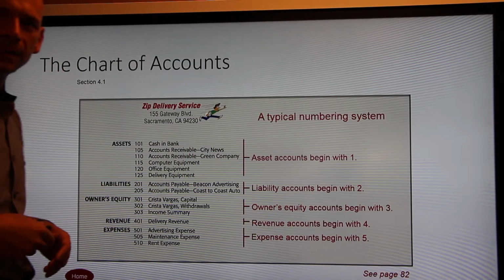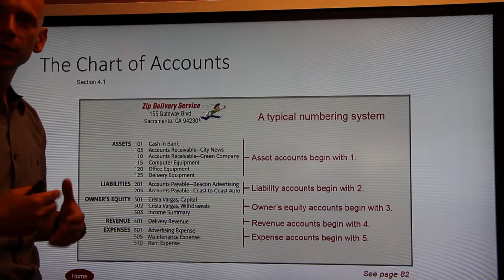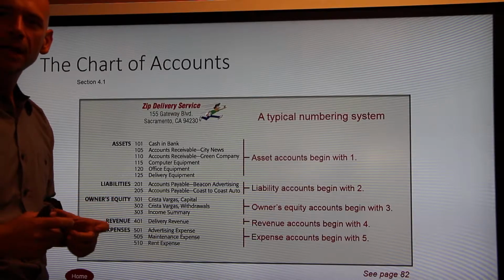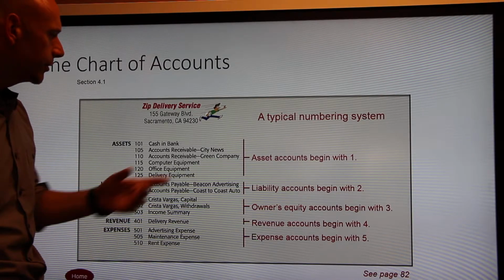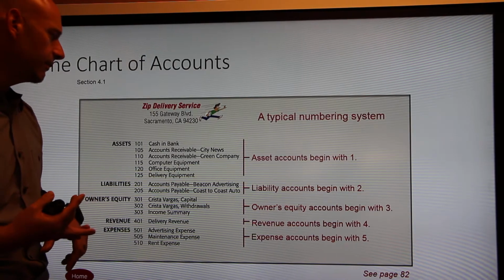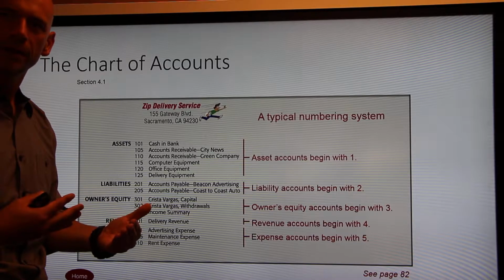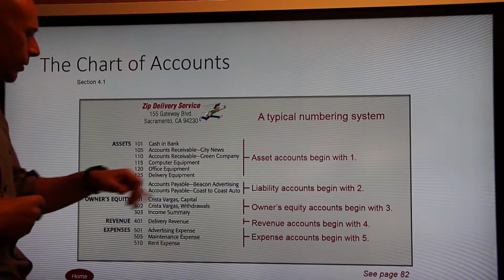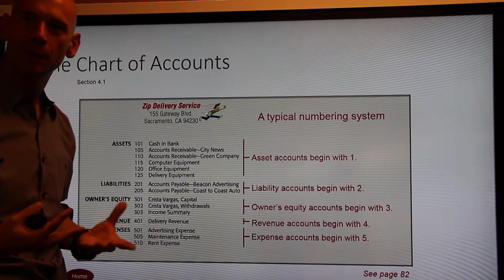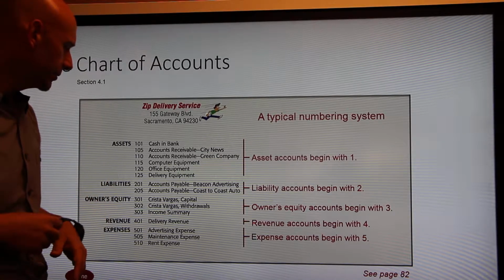All the different account types, assets, liabilities, owner's equity, revenue, and expenses, are given numbers. And all the different types start with the same number. For example, your assets would all start with the number 1. Cash and bank, accounts receivable, computer equipment, all of them begin with the number 1, so you can easily find them and see that they're assets. Your liabilities will begin with the number 2. So all the people that you owe money to, all your accounts payable, will begin with the number 2.